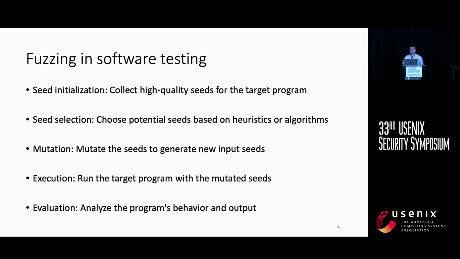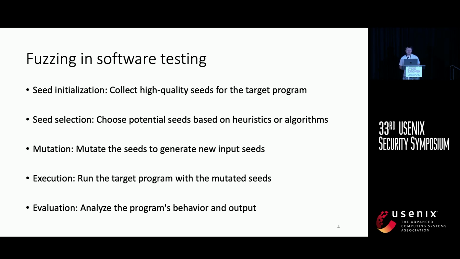Our key motivation for automated testing comes from fuzzing. Fuzzing is a widely used technique in software testing that helps uncover vulnerabilities by automatically generating and executing a large number of test cases. The process of fuzzing can be broken down into several general key steps. It starts from the seed initialization. It begins by collecting high-quality seeds for the target program. The quality of these seeds can greatly influence the effectiveness of the fuzzing process. Once we have a pool of seeds, the next step is to select the most promising ones based on standard heuristics or algorithms.